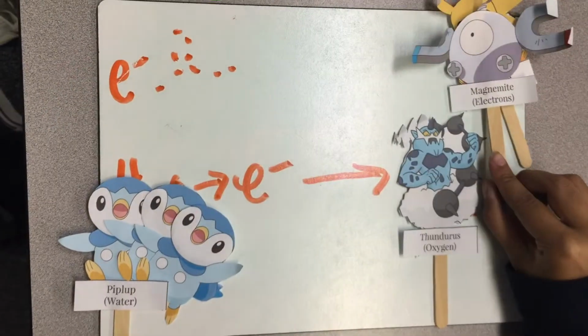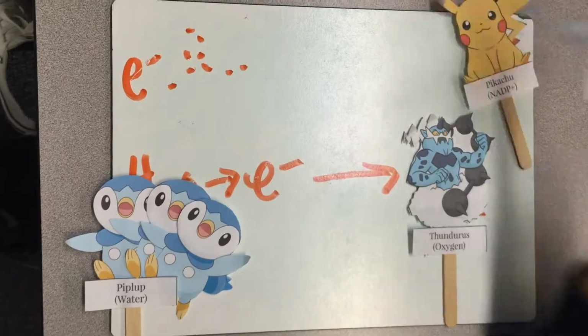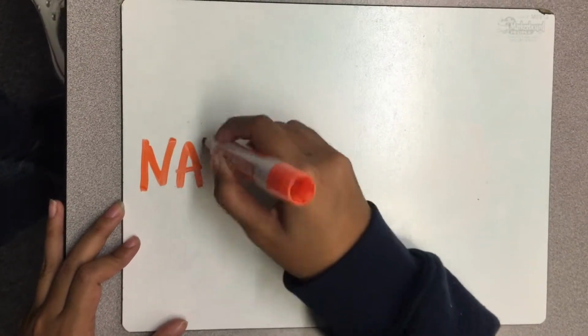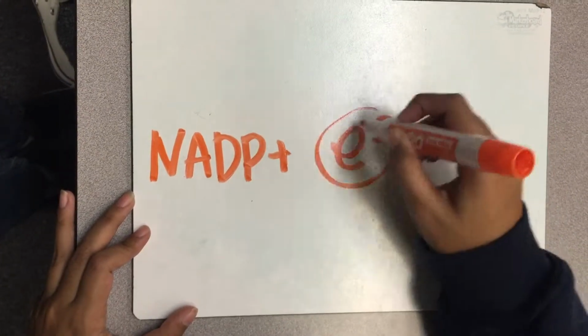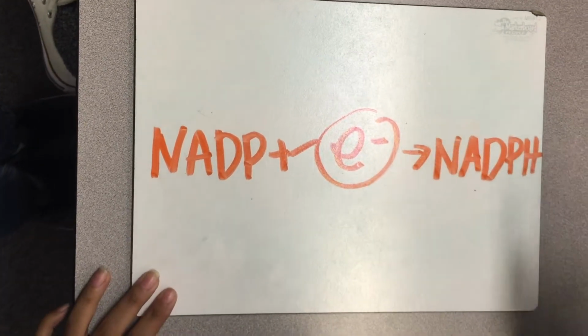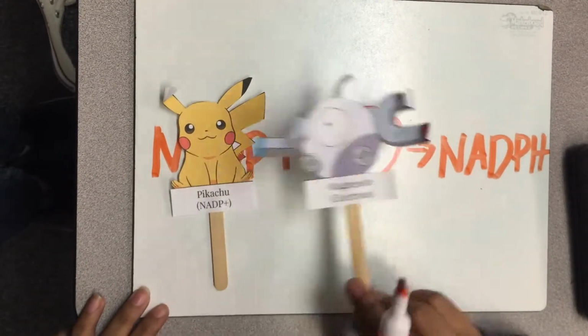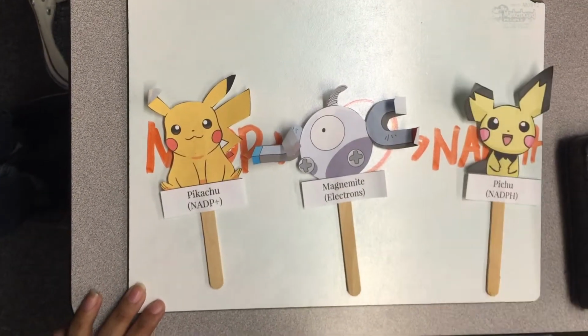Also, during this process, the NADP+ catches the electrons once they are bounced around, and this is then converted to NADPH since it is caught by the electron. So basically, Pikachu catches the Magnemite, and as a result, it then evolves and turns into the precursor, which is Pichu.